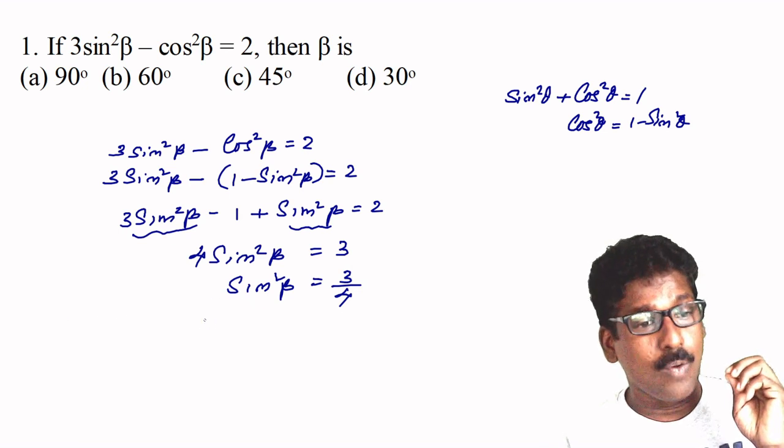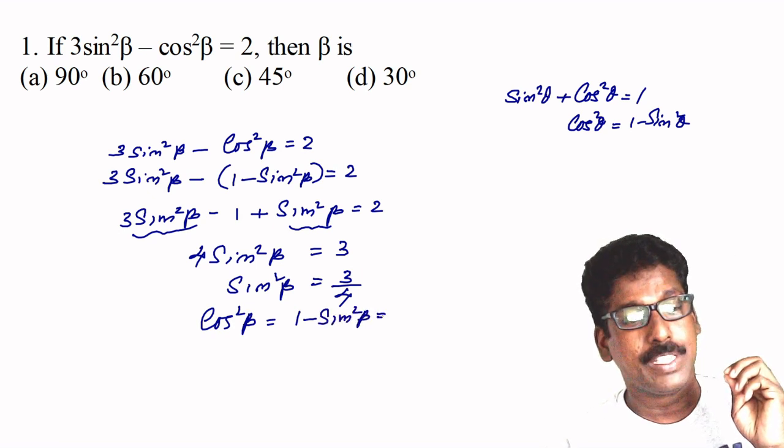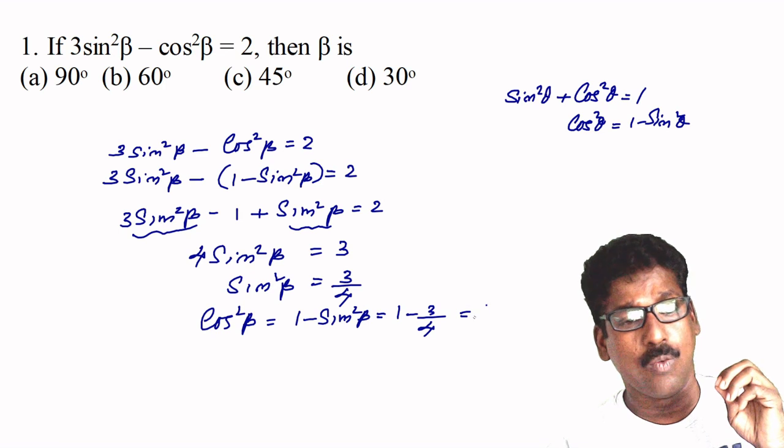Now if it is so, what is cos square beta? It is 1 minus sin square beta, which is equal to 1 minus 3 by 4. 1 minus 3 by 4 is, 4 into 1, 4 minus 3, it is 1 by 4.